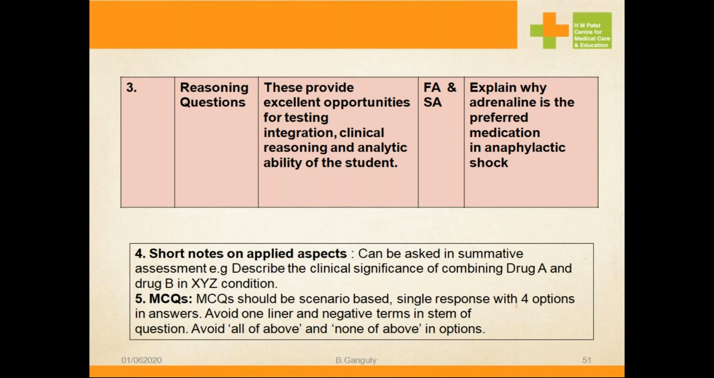We can also ask short notes on applied aspects, which can be asked in summative assessment, because summative assessment is the final one. But in formative assessment, we can break it up in a different way to understand the progress of the students' understanding and learning. It can be asked in summative assessment, like: describe the clinical significance of combining drug A and drug B in XYZ condition.